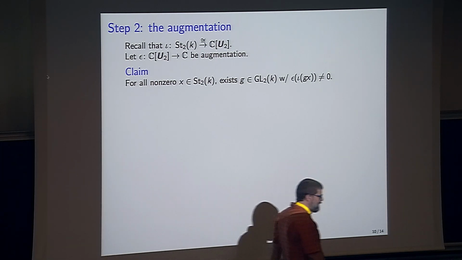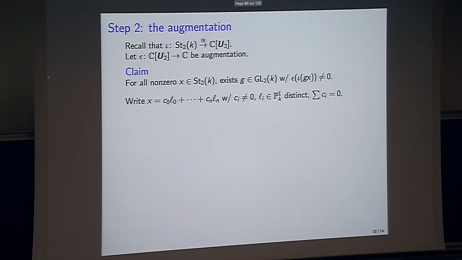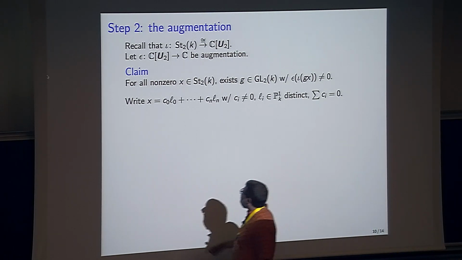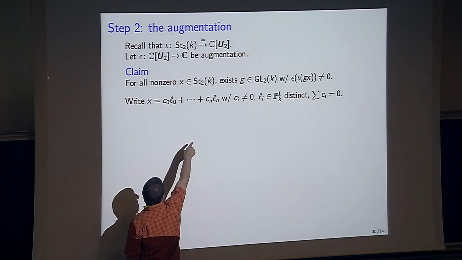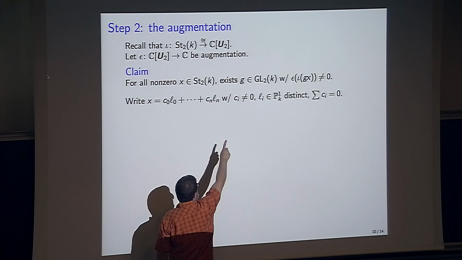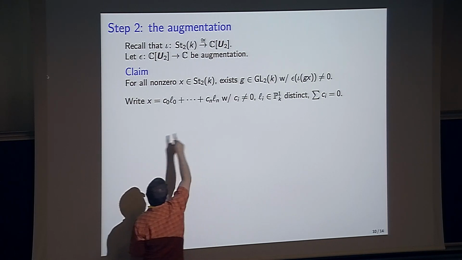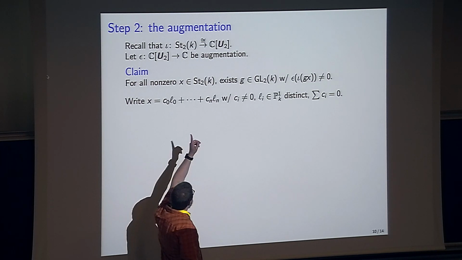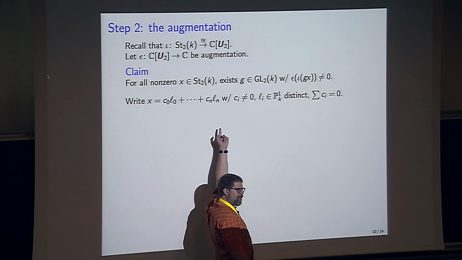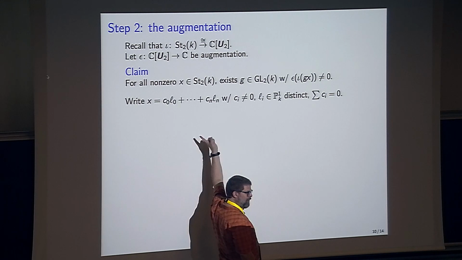And let's see. This is just linear algebra. So an element in the Steinberg representation is a linear combination of lines, c0 L0 through cn Ln, where the ci's are non-zero, the Li's are distinct lines, and the sum of the coefficients is 0. But now the sum of the coefficients in the Steinberg module is not the same as the augmentation on the right-hand side. There's sort of two different augmentations here, and don't confuse them.